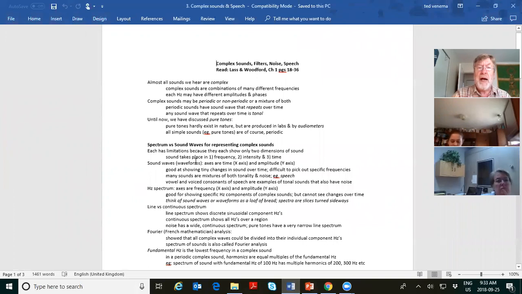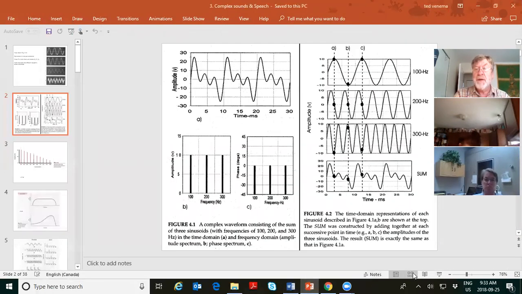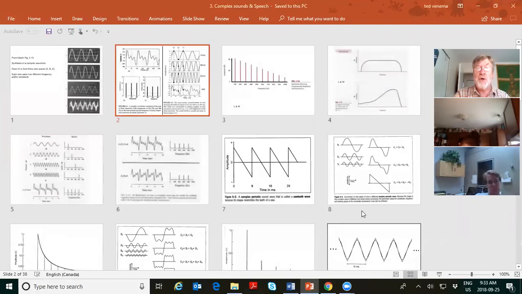All right. So now I'm going to escape out of there, back to our notes. Second little paragraph here, right where my cursor is. Complex sounds may be periodic or non-periodic. Okay? Periodic means they repeat over time. Non-periodic, they don't repeat over time. And just for fun, if you want to look at a sound that doesn't repeat over time, let's pick one out here and I'll go to it.